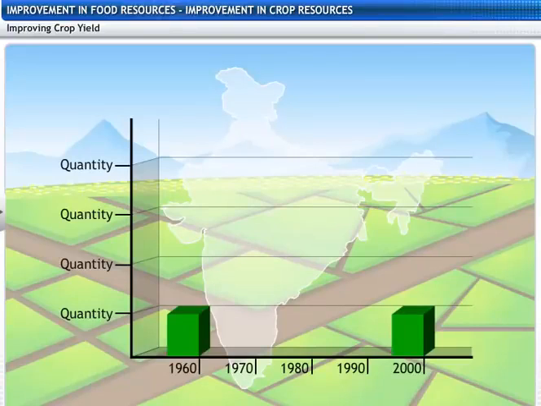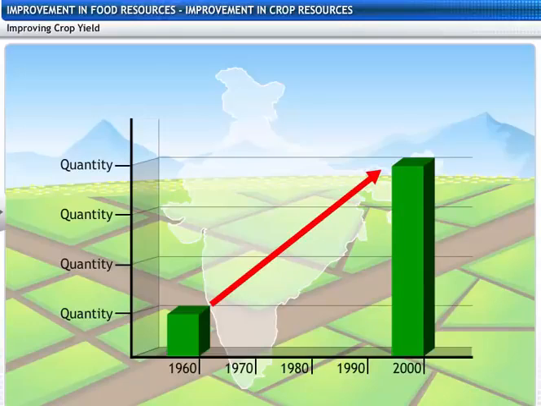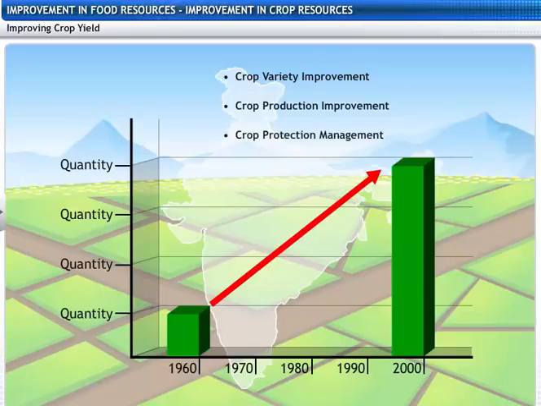In India, the production of food grains increased 4 times from 1960 to the year 2000. This increase in food production is due to crop variety improvement, crop production improvement, and crop protection management.